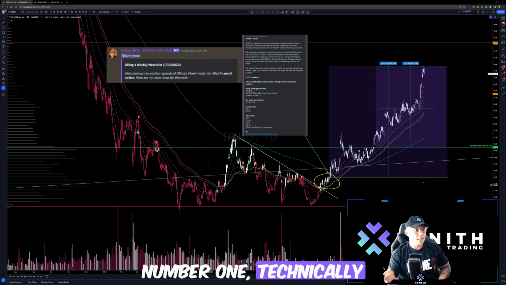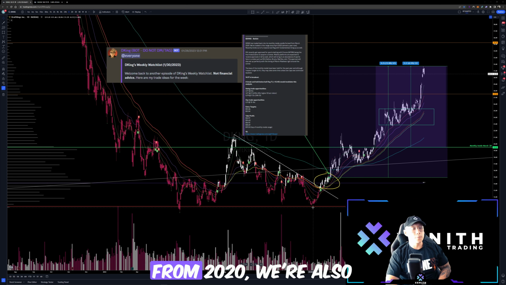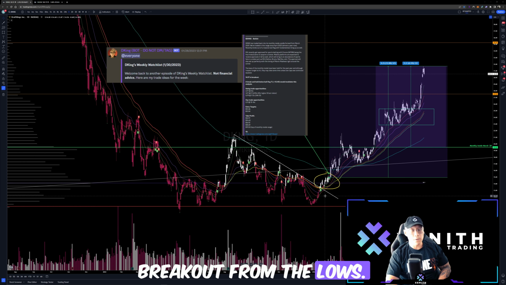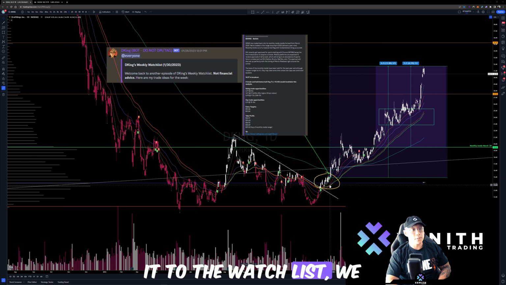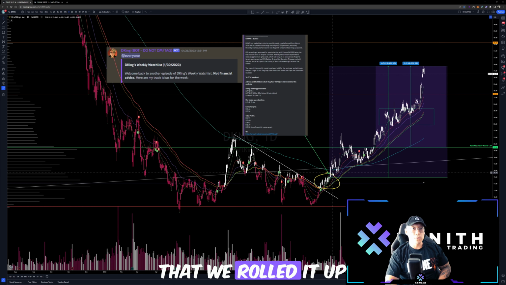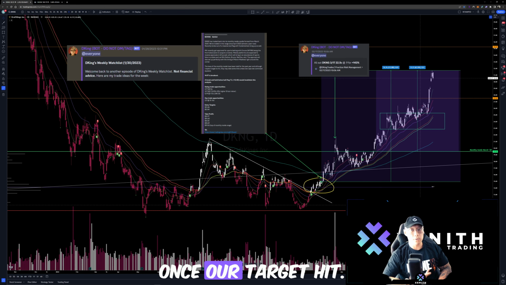Number one, technically speaking, the chart looked extremely bullish. We not only held the monthly inside low from 2020, we're also having a huge bull flag breakout from the lows. And at the time of adding it to the watch list, we were able to capitalize on this move with an initial swing. And after that, we rolled it up into a March contract. And we were able to exit for about 143% once our target hit.